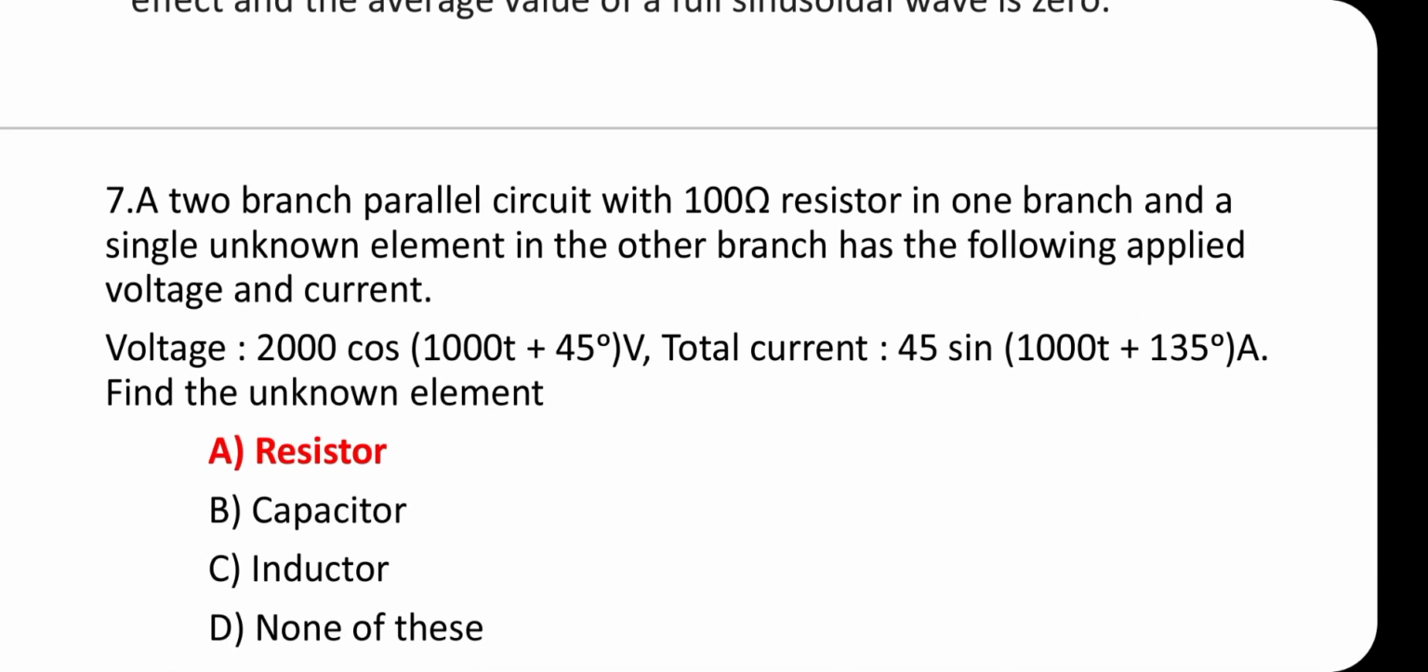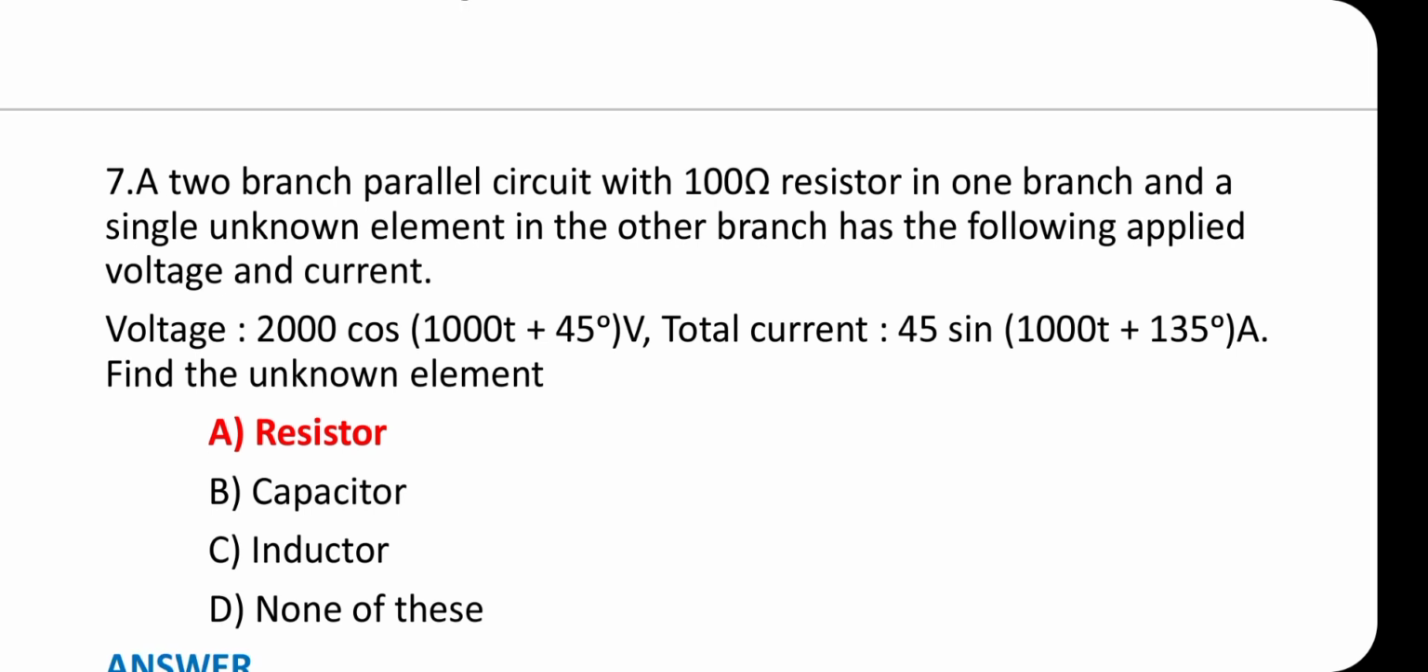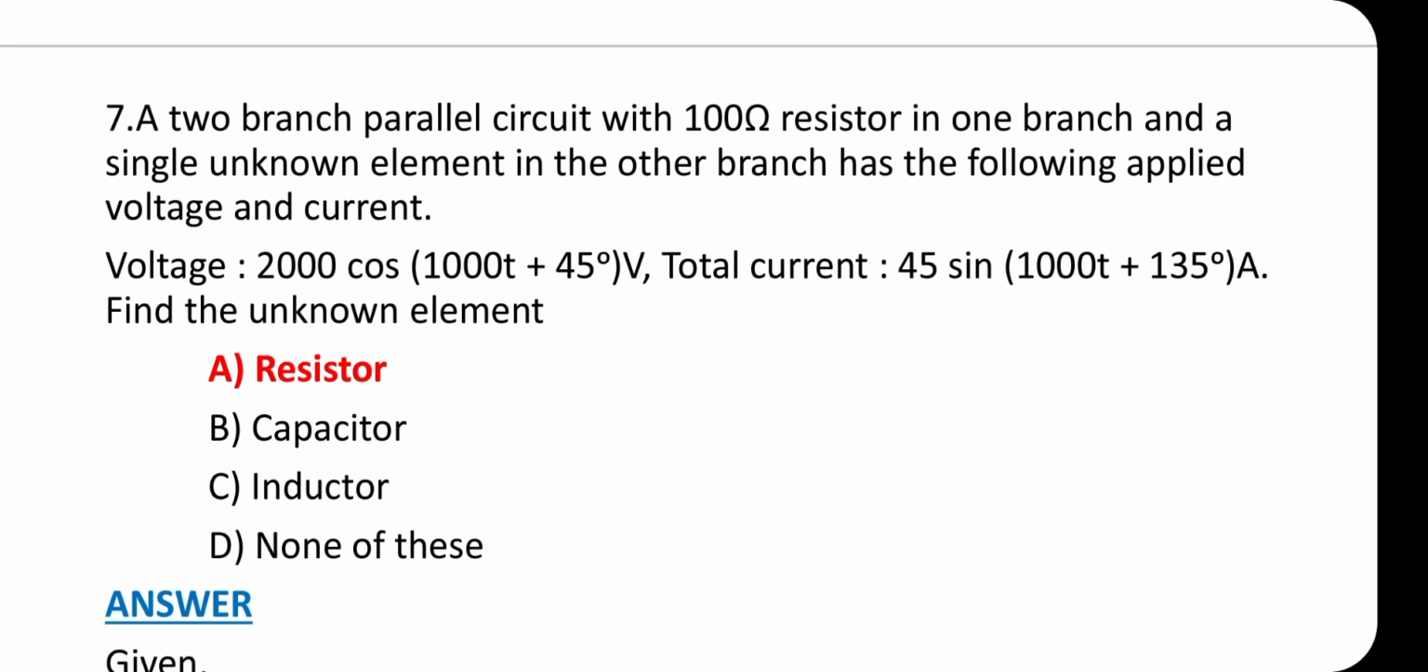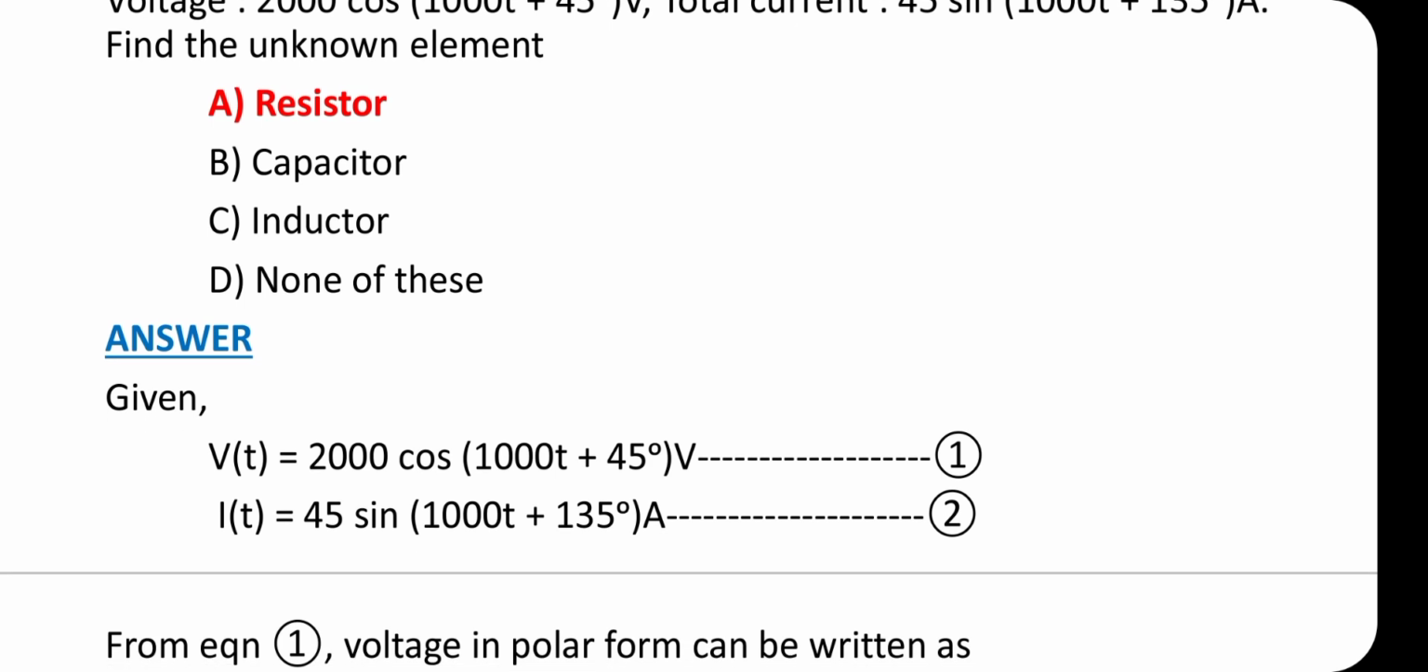A 2-branch parallel circuit with a 100 ohm resistor in one branch. A single unknown element in the other branch has the following applied voltage and current. Voltage 2000 cos(1000t + 45 degree) volt. Total current equal to 45 sin(1000t + 135 degree) ampere. Find the unknown element. Answer option A, resistor.